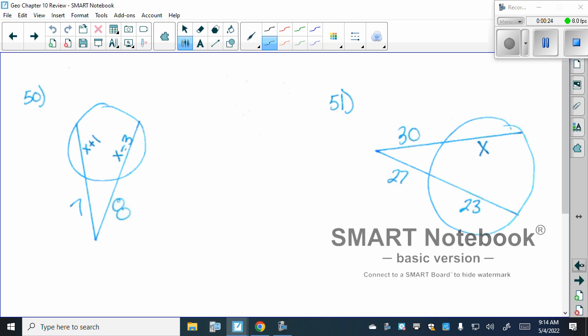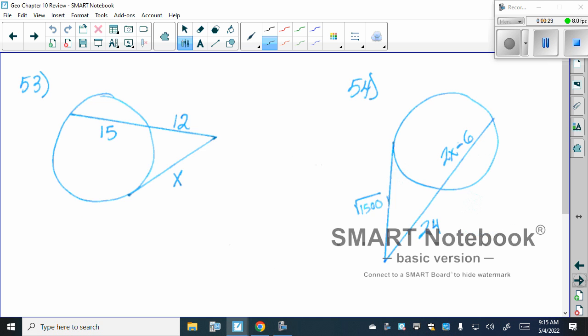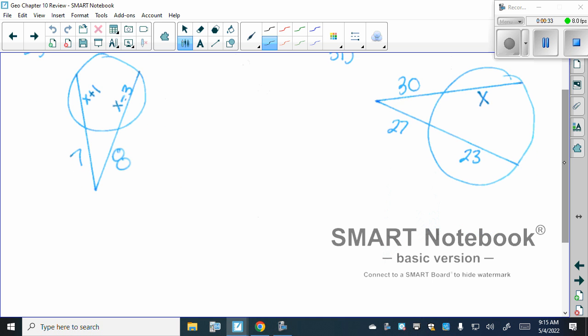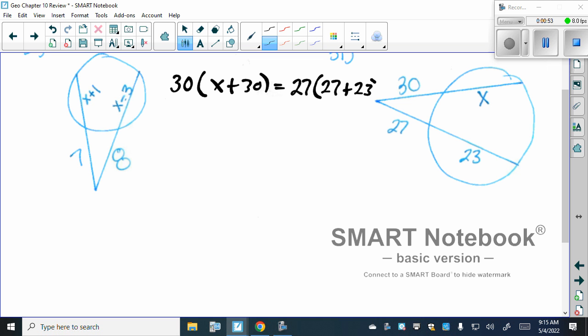Are there any questions on 50 or 51? Because I think we might have done those. Which one? Well, we could do it again. We've got time. So 51, the exterior for one line would be 30 times the whole, x plus 30, or 30 plus x. We can write it either way. The other side is going to be 27 times 27 plus 23. And now that I'm writing this out, I do remember doing this.